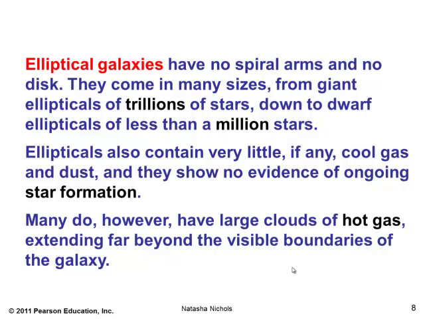Elliptical galaxies have no spiral arms and no disk. They come in many sizes, from giant ellipticals of trillions of stars down to dwarf ellipticals of less than 1 million stars. Ellipticals also contain very little, if any, cool gas and dust, and they show no evidence of ongoing star formation. Many do, however, have large clouds of hot gas extending far beyond the visible boundaries of the galaxy.